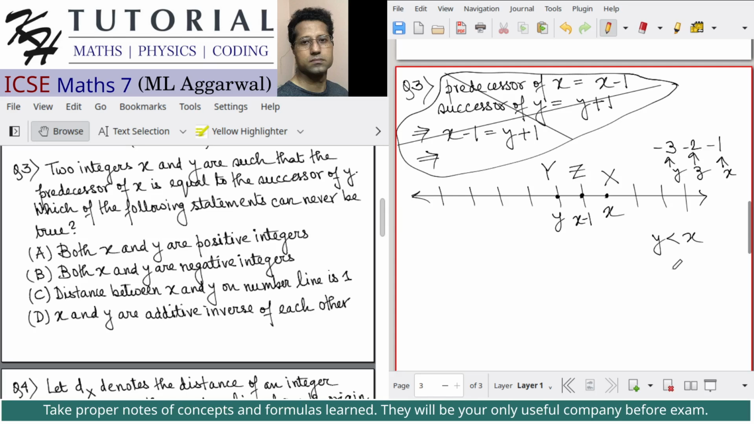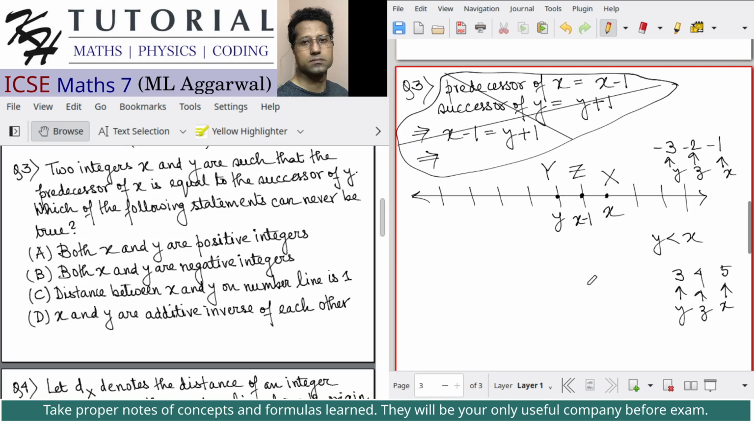We can also have 3 as y and 5 as x. And in between there is only one integer, 4, which let's say is z. So here also we can see that the successor of y is 4, which is equal to the predecessor of the integer x, or 5. But both y and x, that is 3 and 5, are positive integers. So choice A and B are not correct choices. They cannot be the answer.